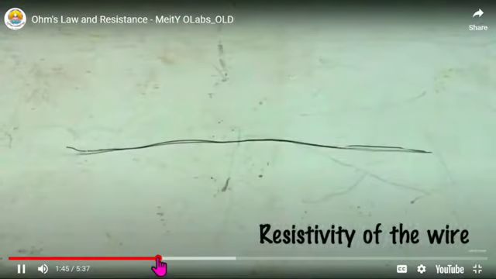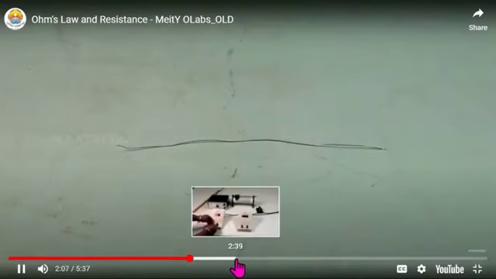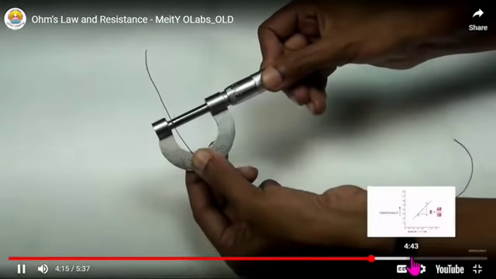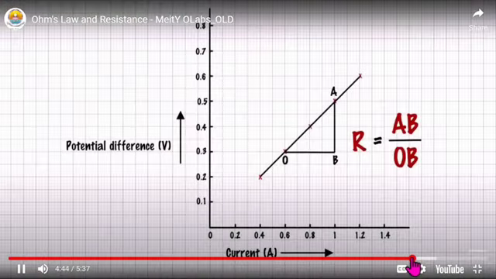Ohm's law. We are proceeding to determine the resistivity of a given resistance wire. The voltmeter is working properly. Measure the diameter of the wire using a screw gauge.